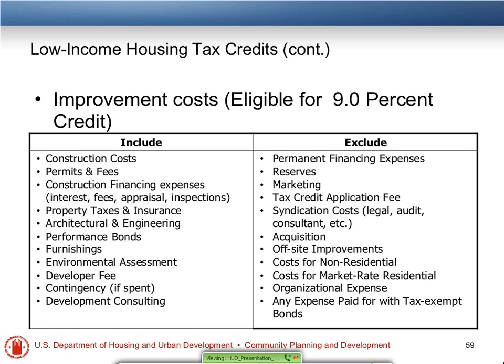What is not included is really our intangibles. Again, the permanent financing fees, marketing fees, reserves, tax credit, off-site improvements, costs not related to the residential portion of the building, not used by the residents, or costs for market rate residential if you've got a mixed income project. Or, again, since this is a 9% credit, we can't include any costs that are paid with tax-exempt bonds.